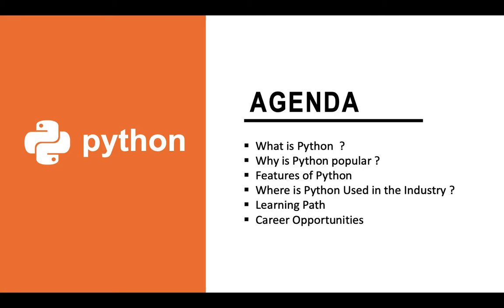And Stack Overflow says that around 38.8% of users use Python for their projects. Python's popularity has surpassed C++, C#, and Java in 2018 itself. So let's go ahead and talk about this, right?